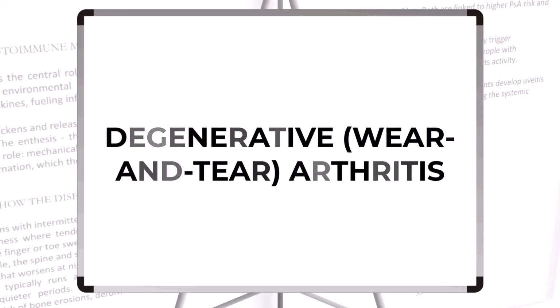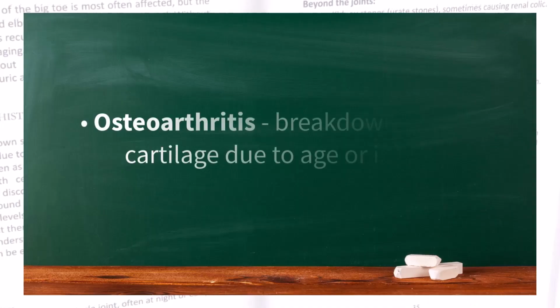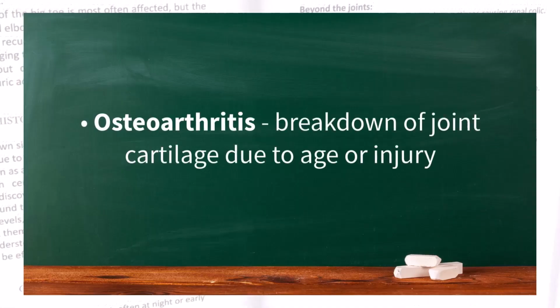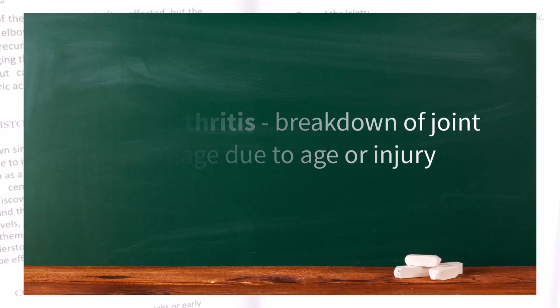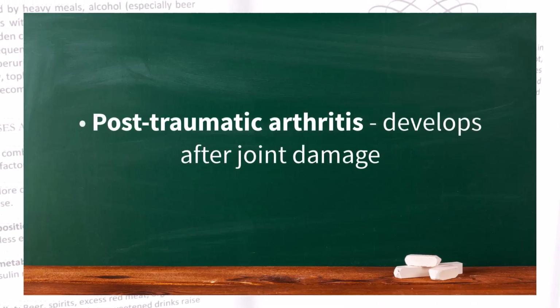Degenerative, wear and tear arthritis. Osteoarthritis: breakdown of joint cartilage due to age or injury. Post-traumatic arthritis develops after joint damage.